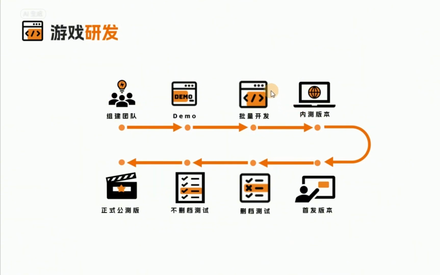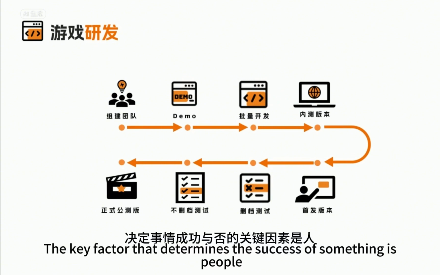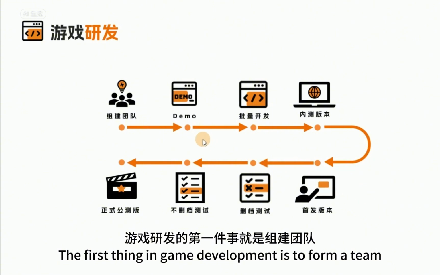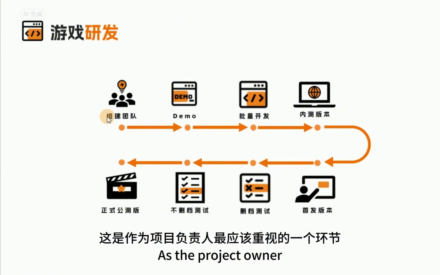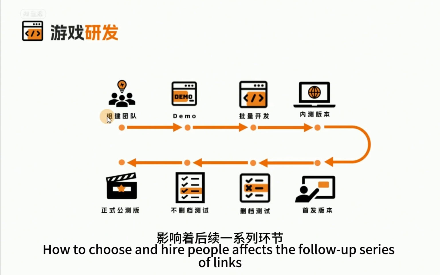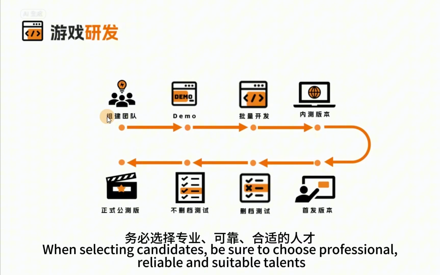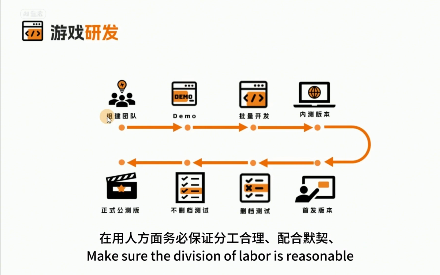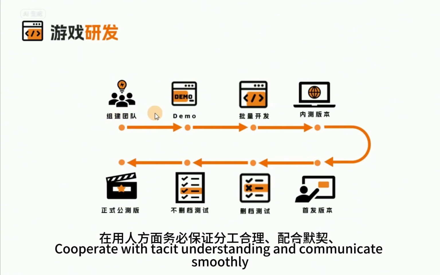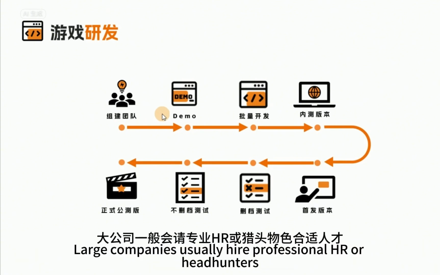A classmate said: that's recruiting, right? The key factor that determines the success of something is people. So, the first thing in game development is to form a team. As the project owner, how you choose and hire people affects a series of follow-up links, for example, the advancement of the project and the management of the team. So, when selecting candidates, be sure to choose professional, reliable, and suitable talents. In terms of employment, make sure the division of labor is reasonable, cooperation has tacit understanding, communication is smooth, and costs are reasonably controlled. Large companies usually hire professional HR or headhunters.